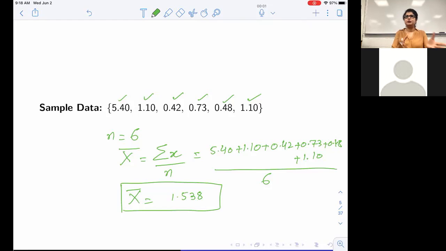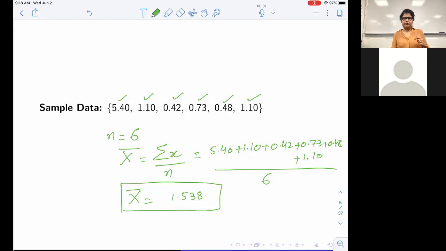It could be 2, it could be 1, it could be 3, something like this. So it will be around it, but not way out of it. It cannot be like 300 or 400, because our mean is 1.538. So this is how we find somehow the center of the given data.